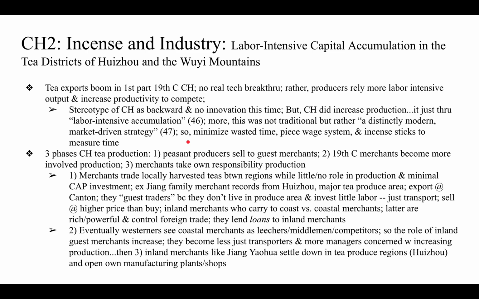There was also a great effort to minimize wasted time. There was a piece wage system as well, and incense sticks were used to measure time.